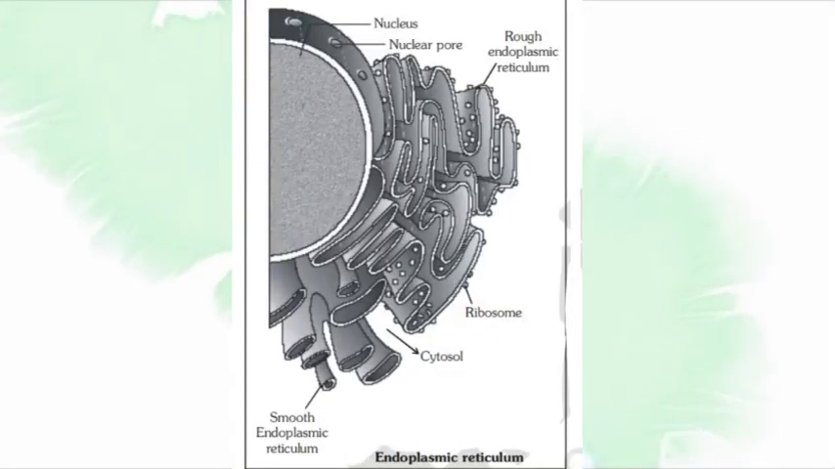Let's see the diagrammatic representation of endoplasmic reticulum. See how endoplasmic reticulum is associated with the nuclear membrane, how smooth endoplasmic reticulum is present, and how rough endoplasmic reticulum is present. Let's see this diagram carefully for your better understanding.